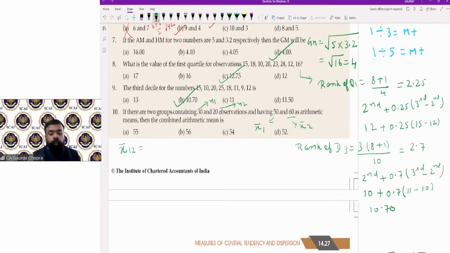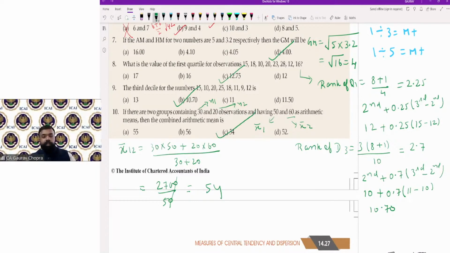X bar 1, 2. So, N1 into X bar 1 plus N2 multiplied by X bar 2 divided by N1 plus N2. So how much is the result? 2700 divided by 50. You will get your answer 54. Option number C. C option is correct.